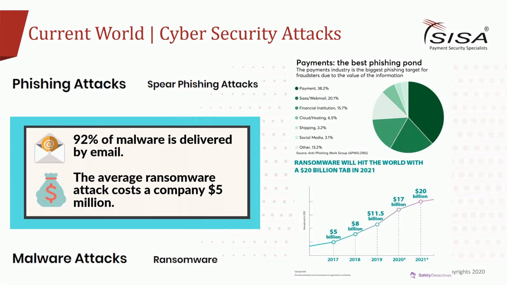Why? Because they are going to hit a $20 billion tab in 2021, and that is the prediction again. And the average ransomware attack costs a company around $5 million, and 92% of malware is delivered via emails. So with this many phishing attacks, malware attacks, and ransomware, it's very important for organizations to protect themselves from these types of threats.